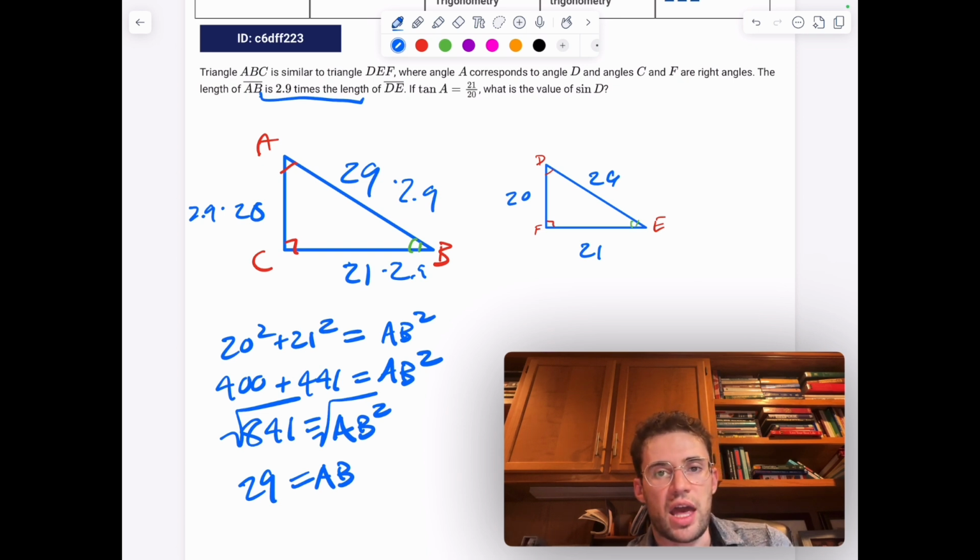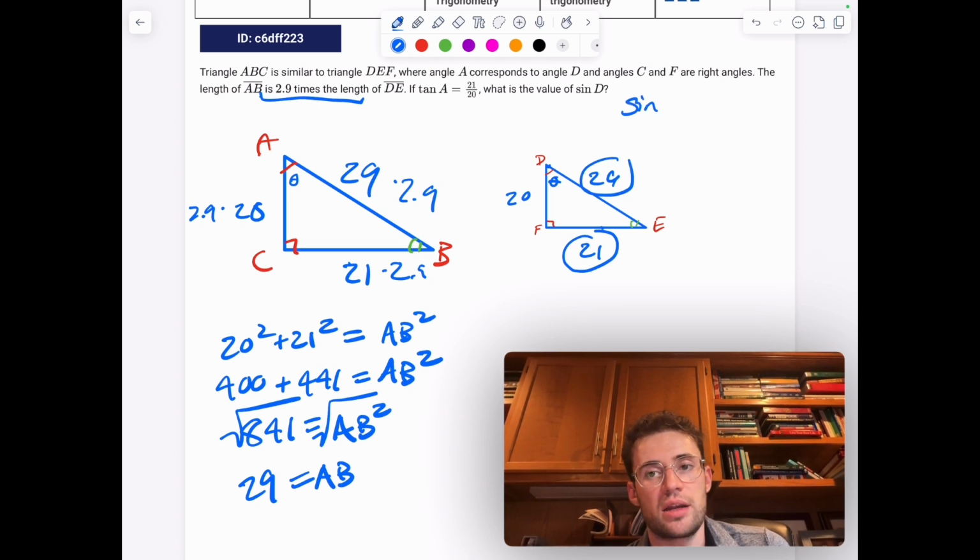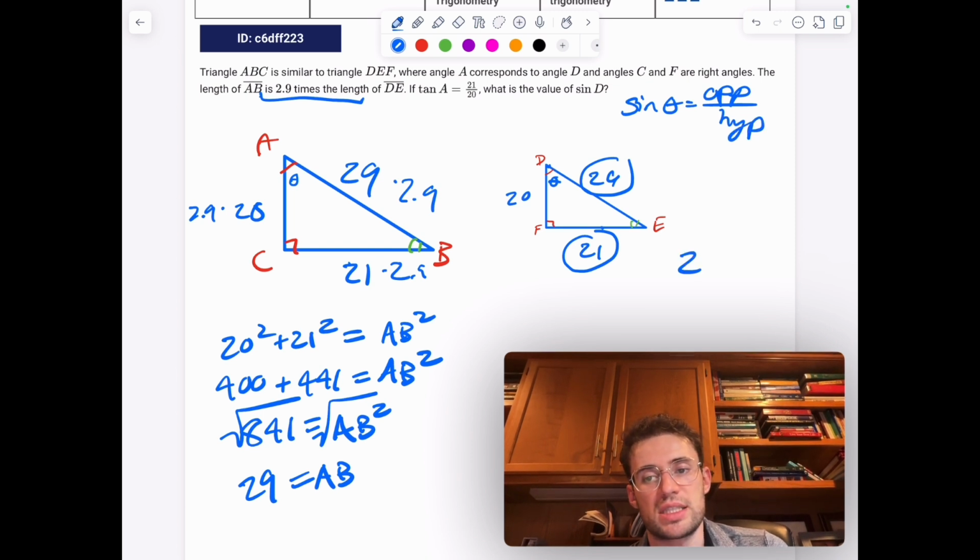So tangent of A is 21 over 20. So the same thing, tangent of D would be 21 over 20 because they're the same angle. And now we want to find sine of D. Well, the sine of D is equal to the sine of A. So you do the opposite over the hypotenuse. Sine of an angle equals opposite over hypotenuse. In this case, your opposite is the side that's 21, and the hypotenuse is 29.